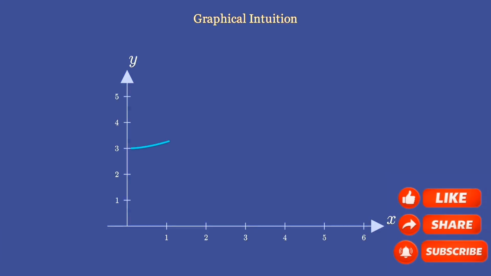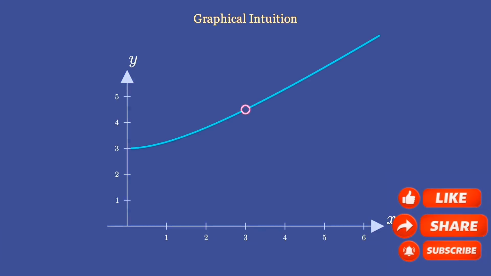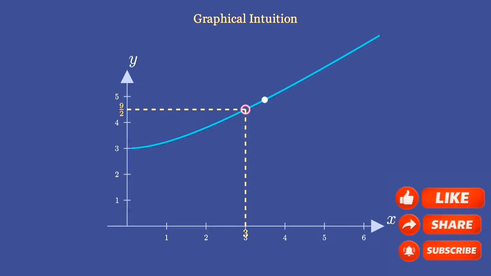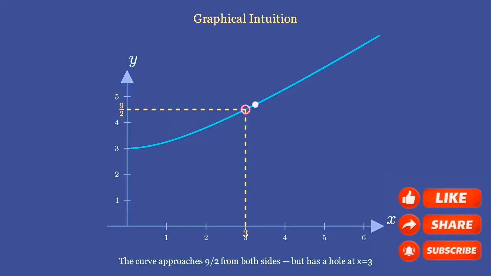Step 6, graphical intuition. The original function has a hole at x = 3 because the expression is undefined there, but the graph approaches the same y value from both sides. That y value is 9/2.